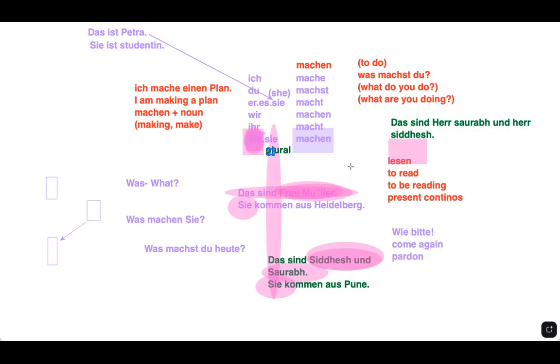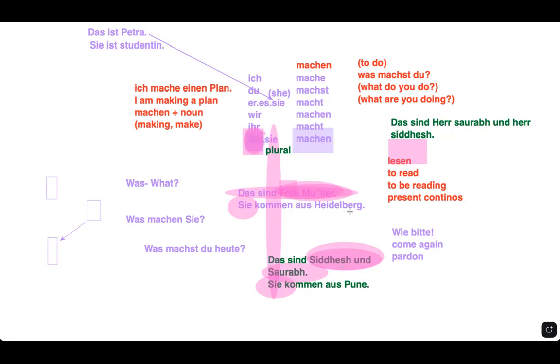Gaurav, can you please repeat the difference between the second statement and the third we had? Which one? Second statement? Das sind Frau Müller und das sind Siddesh und Saurabh. Difference between these two. Frau Müller is not in the perspective of Frau Müller, but just in the perspective of Z. I'll tell you. Yeah, so that is what we are doing.